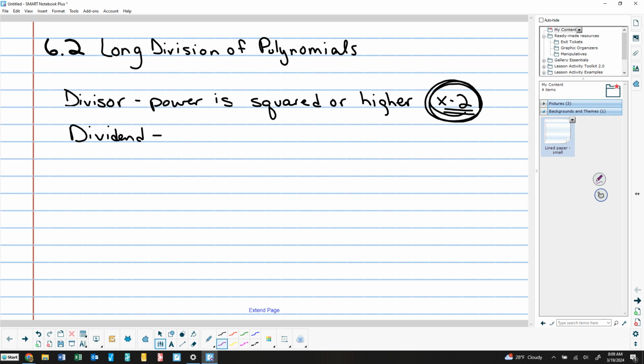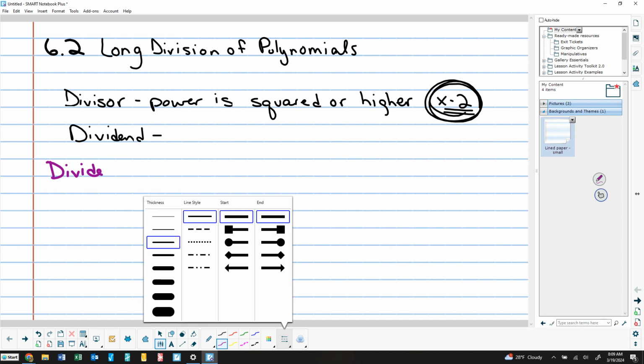So we're going to do this for our first example. I will do, okay, so divide. Oh my gosh, that one's super fat too. Let me change that also.